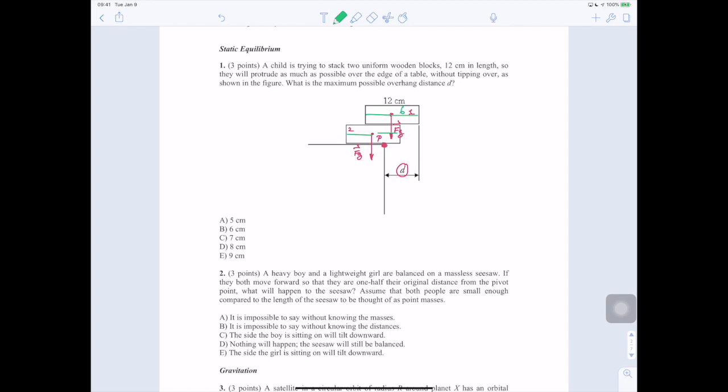So this distance here is 6. This distance here would be 3. So this is 6 here, 9, this is 3 here. And here this is also exactly 3 centimeters. So 3 times the gravitational force on the right hand side and 3 times the gravitational force on the left hand side exactly balance each other. So it is indeed answer E here.